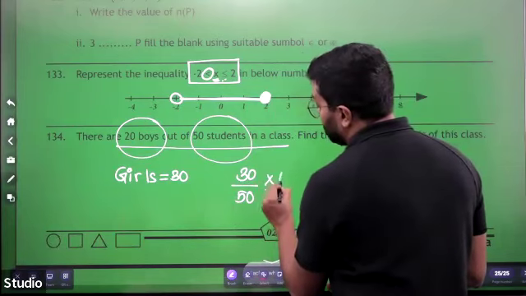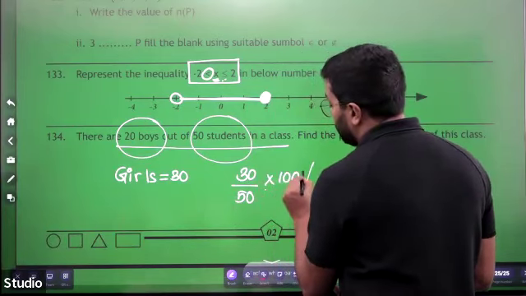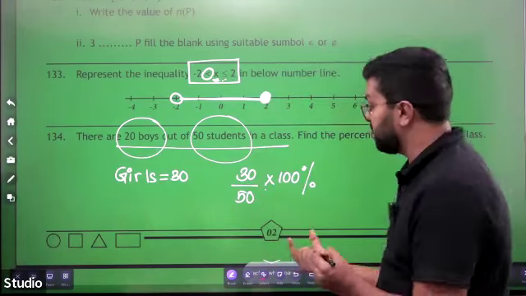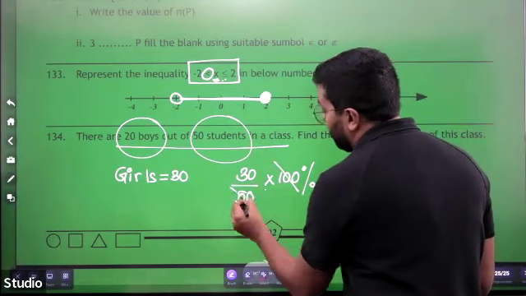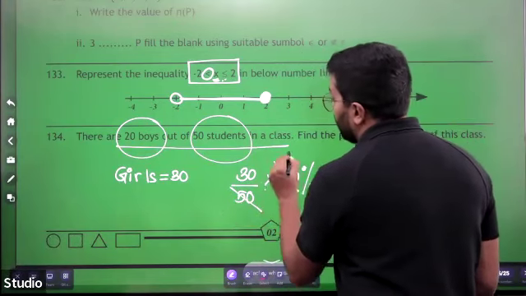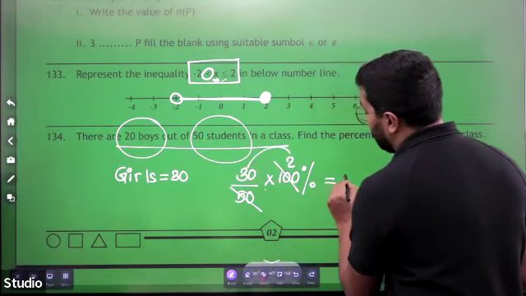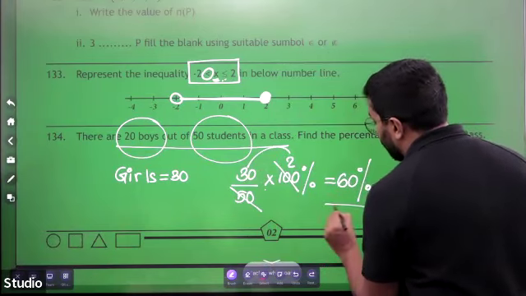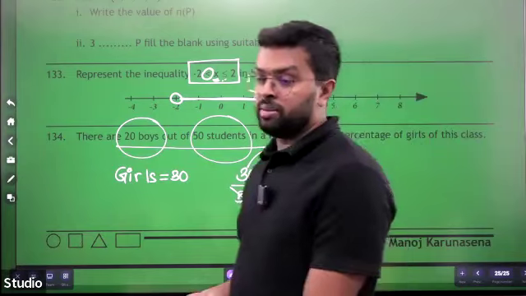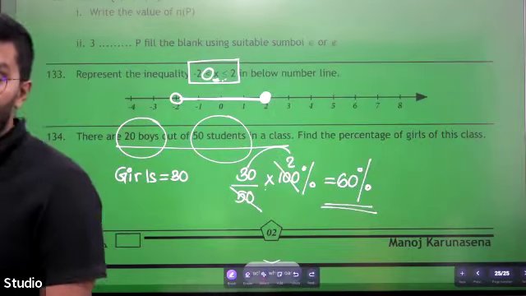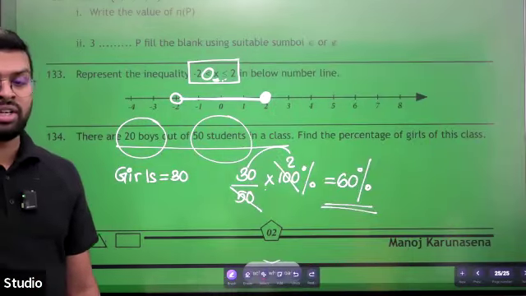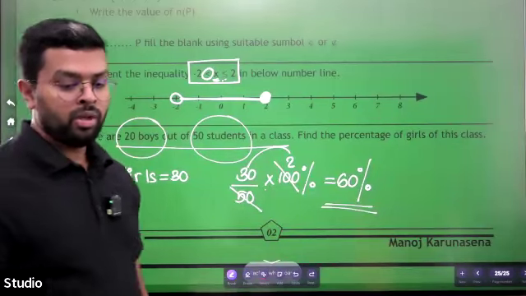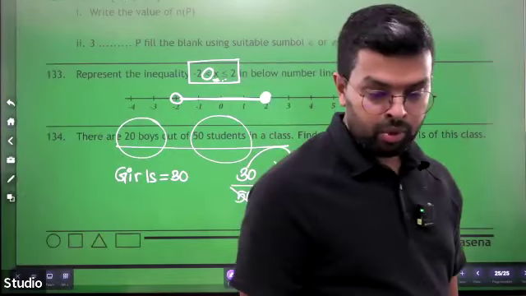So how to represent this as a percentage? You need to multiply this value by 100%. 100 divided by 50 gives you 2. 2 times 30 is equal to 60. So the number of girls as a percentage is 60%. Clear?